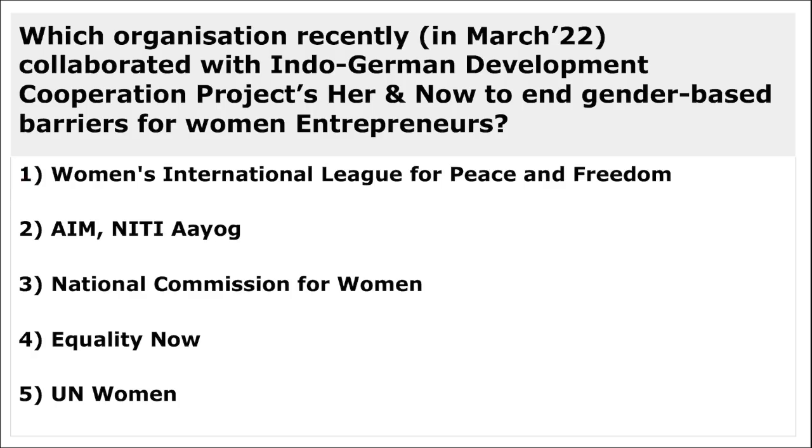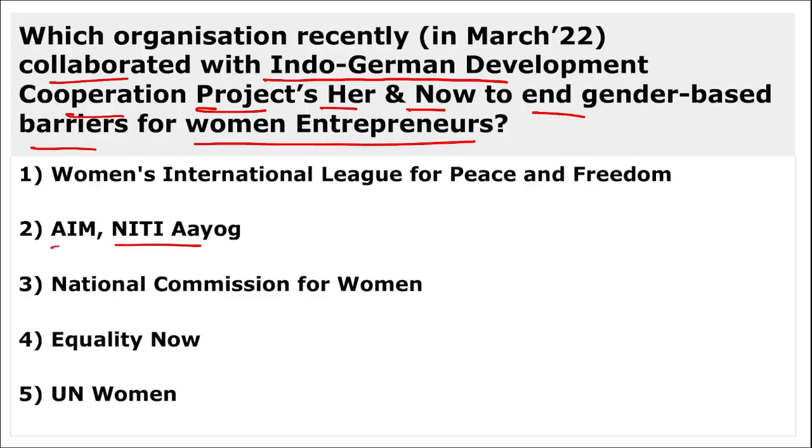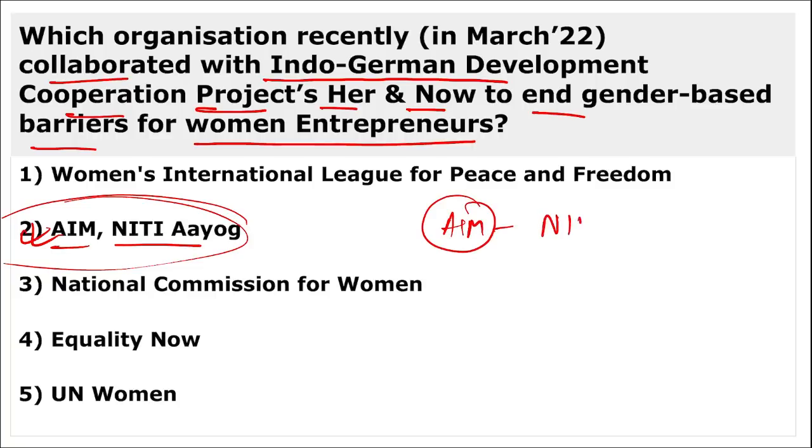Next. Then tell me, which organization recently collaborated with the Indo-German Development Cooperation project Her and Now to end gender-based barriers for women entrepreneurs? I repeat, which organization recently collaborated with the Indo-German Development Cooperation project Her and Now to end gender-based barriers for women entrepreneurs? So remember, it was Niti Aayog and AIM. This is the organization. AIM is basically a department of Niti Aayog only. So it was started by Niti Aayog's AIM.